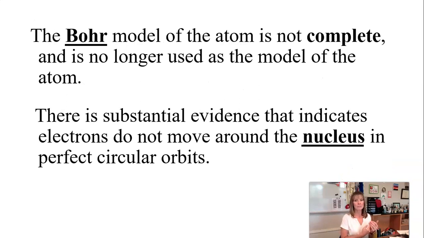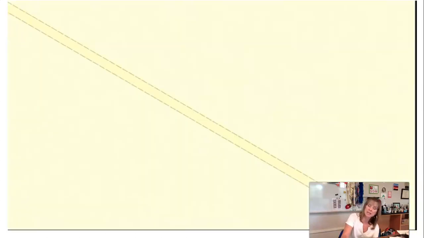The Bohr model of the atom is not really complete. It kind of gives you the impression that electrons travel in these perfect little circles, like around a racetrack, and they don't. They actually move all over the place. So we have different models of the atom that we use now that we know a little better. However, the Bohr model is very good for teaching, so we'll still use that from time to time.